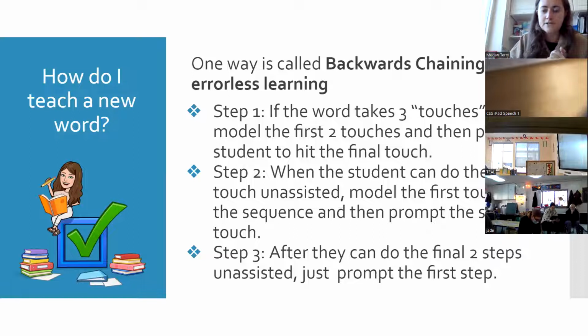And then for step 2, when the student can do the final touch unassisted, so that means you're not prompting, you're not pointing, model the first touch of the sequence and then prompt the second touch. So we're decreasing that amount of prompting that we're giving. And after they can do the final 2 unassisted, just prompt the first step. So that's me pointing to eat, and then clicking eat, clicking fruit, clicking apple.